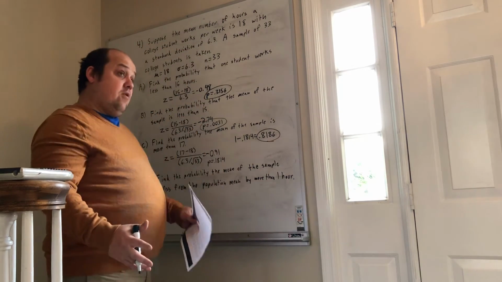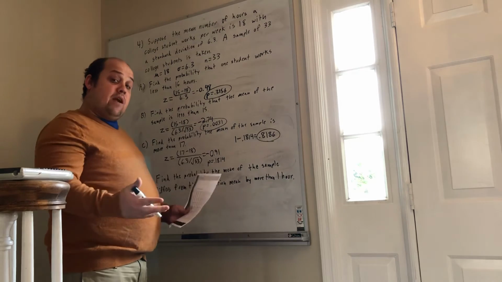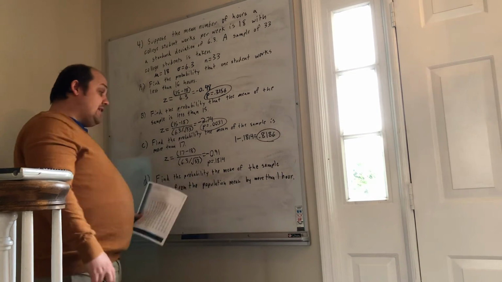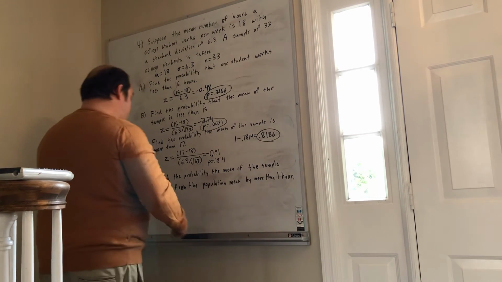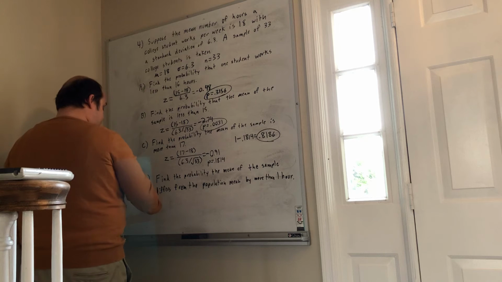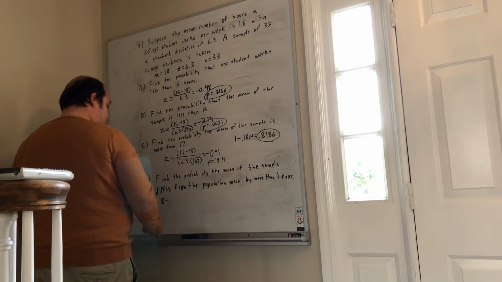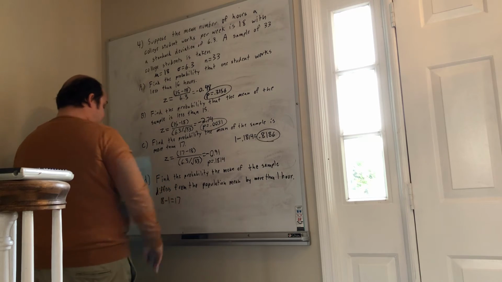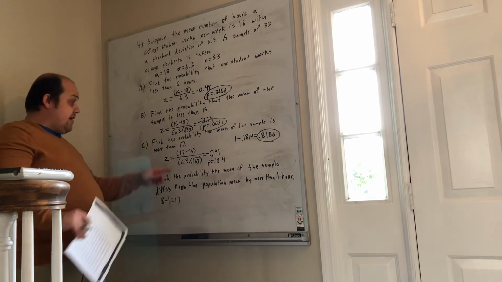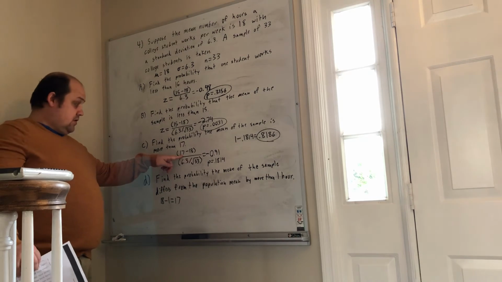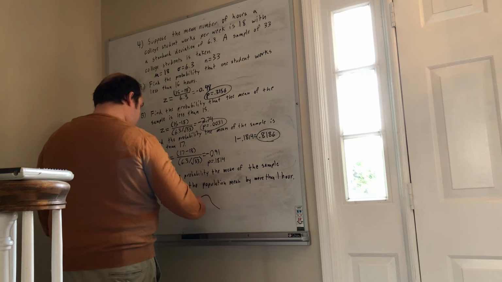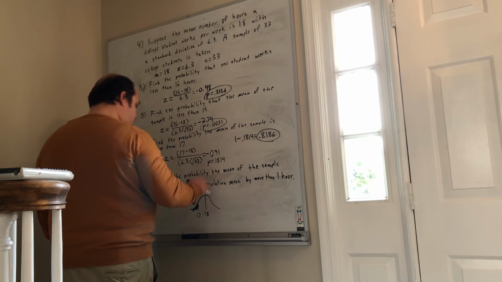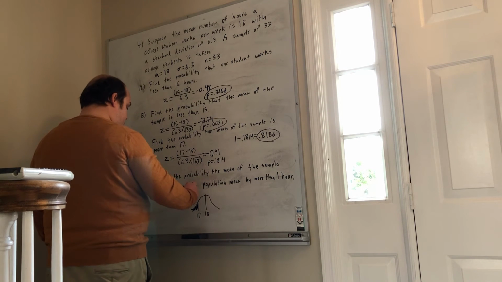I'm going to do this the way where I only find the left-sided value and double whatever its table probability is. So here when it says find the probability the mean of the sample differs from the population mean by more than 1 hour, I'm going to start by taking the population mean, 18. I'm going to subtract 1 hour from it. That gives me 17. Good news, we already found the 17 in the problem above. So we know that the probability of getting something less than 17, or this shaded area here, equals 0.1814.